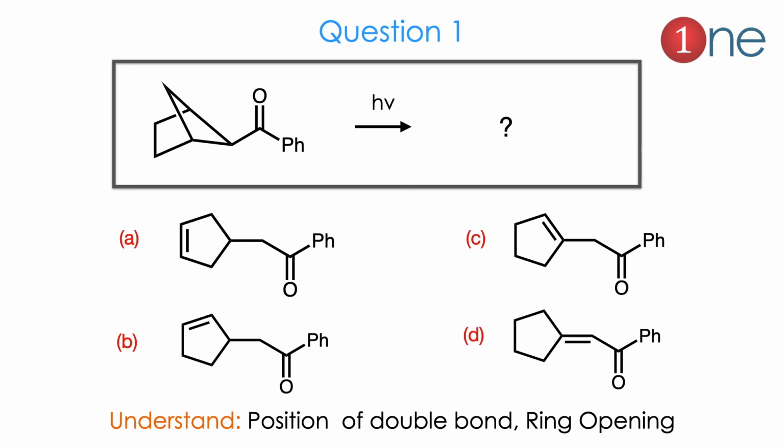Let us see question number 1. Question number 1 contains cyclopentane with one bridged carbon. It is connected with carbonyl and phenyl on the other side. They are using light as the catalyst, and they ask you to find the product. We have 4 products. Mostly in the products, the position of the double bond differs, whether inside the ring or outside the ring, where the C=O is. So here you have to understand that the position of the double bond is varied and ring opening occurred.